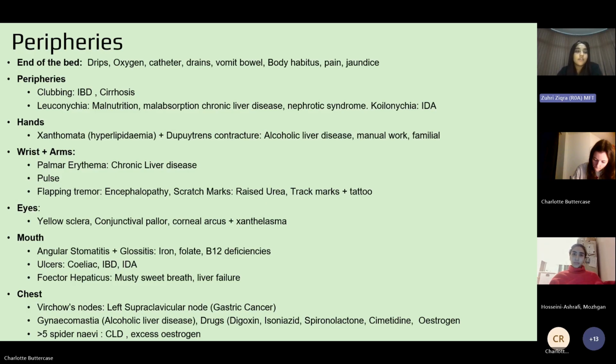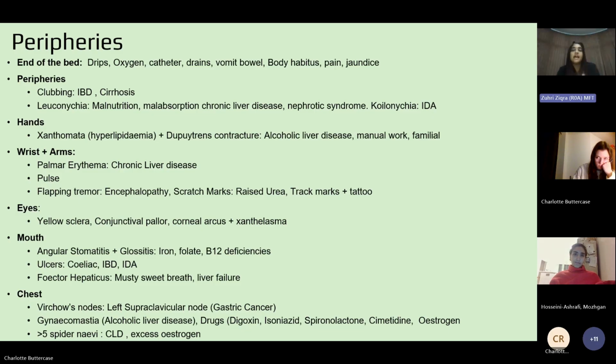So if we do a quick run through, we always start off with the peripheries, don't we? We always do an inspection, an end of the bed inspection of the patient, check their peripheries, and I always remember it as peripheries and then upwards, isn't it? So you check for things like on their hands clubbing, check for leukonychia, signs of malnutrition, koilonychia, look at their hands, see if there's anything, what were the obvious ones, Dupuytren's contracture, xanthomata, and we move on to the wrist, check for anything like palmar erythema with chronic liver disease, feel for the pulse, check for any tremors, which could signify encephalopathy. Scratch marks could signify IBD, or raised urea, for example.